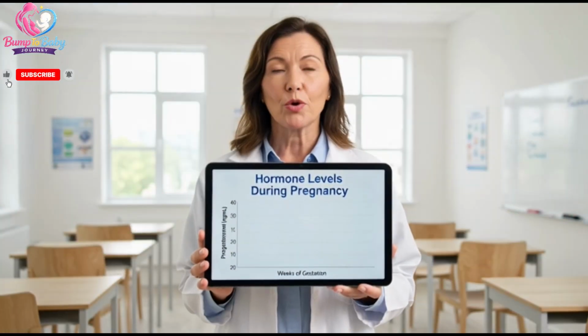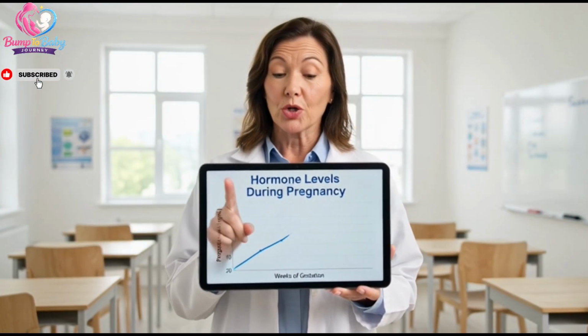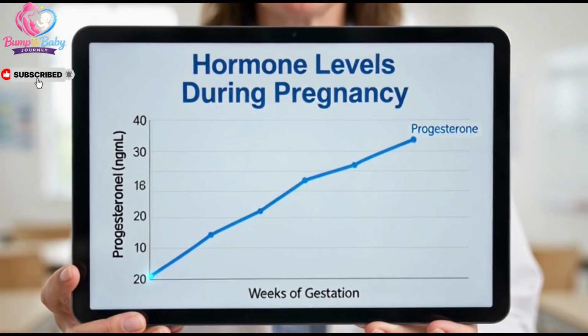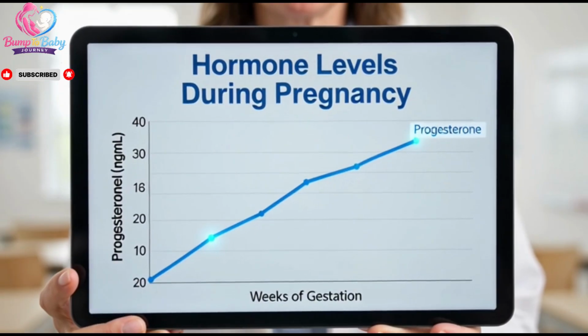Here we see a graph of hormone levels during pregnancy. Notice how the progesterone level rises steadily. This increase is essential for maintaining the pregnancy. The graph clearly shows this upward trend.